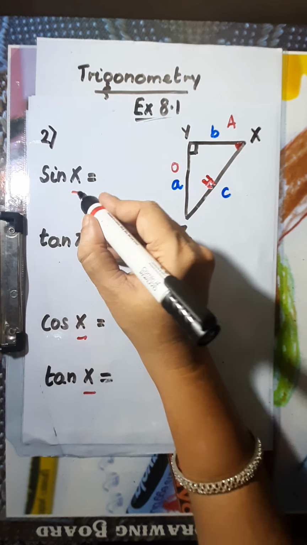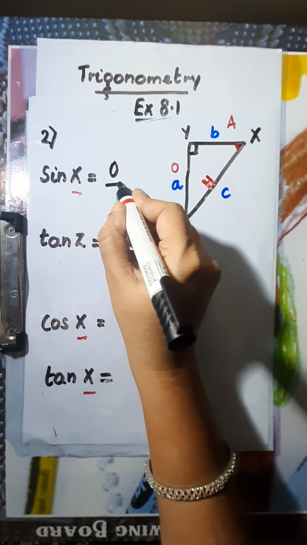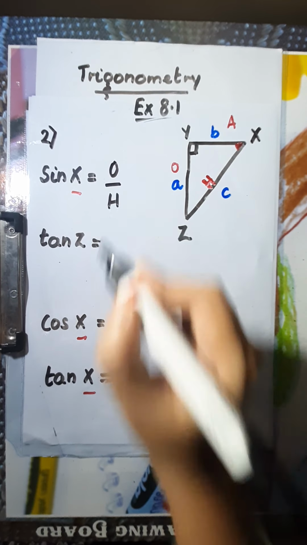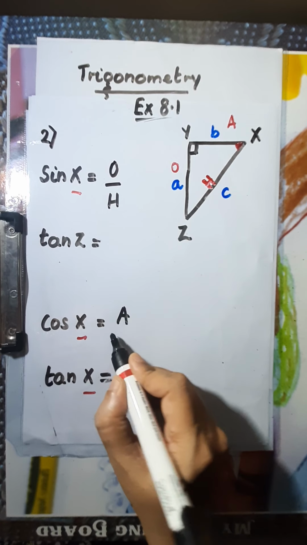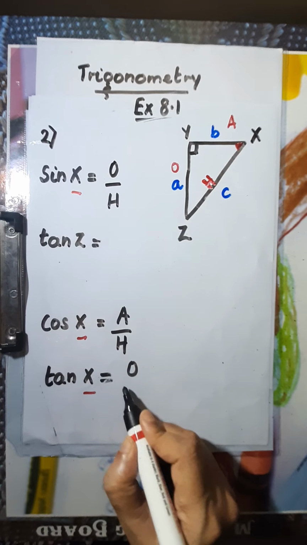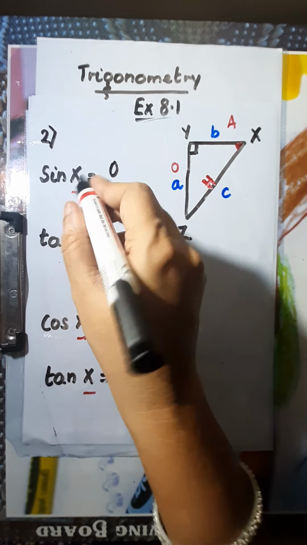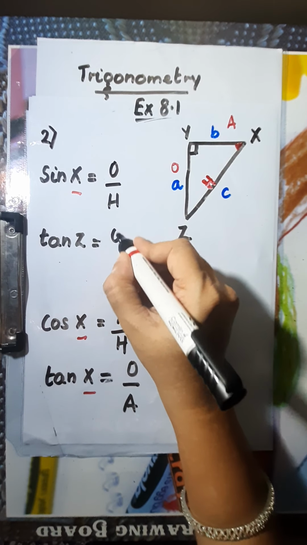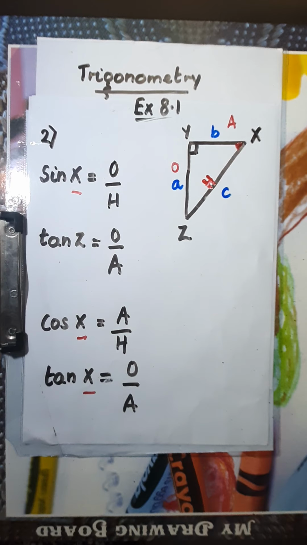Now tell me, what is sine of an angle? We have learned it: old. What is cos of an angle? And what is tan of an angle? So this does not change. Whatever the angle is, X, Y, Z, it doesn't matter. For tan I can straight away write O upon A, but I don't write O upon A. I have to write opposite side upon adjacent side.